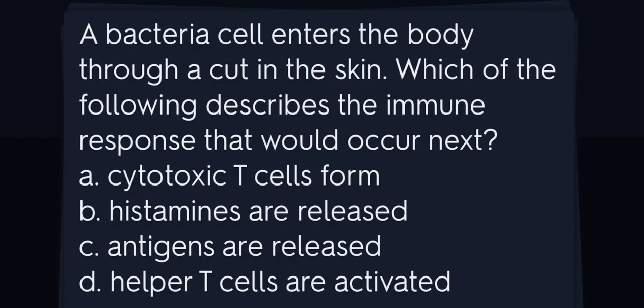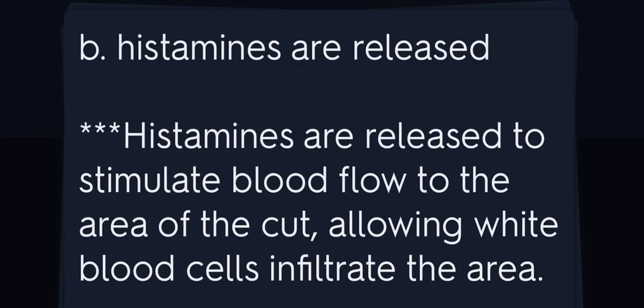A bacteria cell enters the body through a cut in the skin. Which of the following describes the immune response that would occur next? A. Cytotoxic T cells form. B. Histamines are released. C. Antigens are released. D. Helper T cells are activated. B. Histamines are released. Histamines are released to stimulate blood flow to the area of the cut, allowing white blood cells to infiltrate the area.